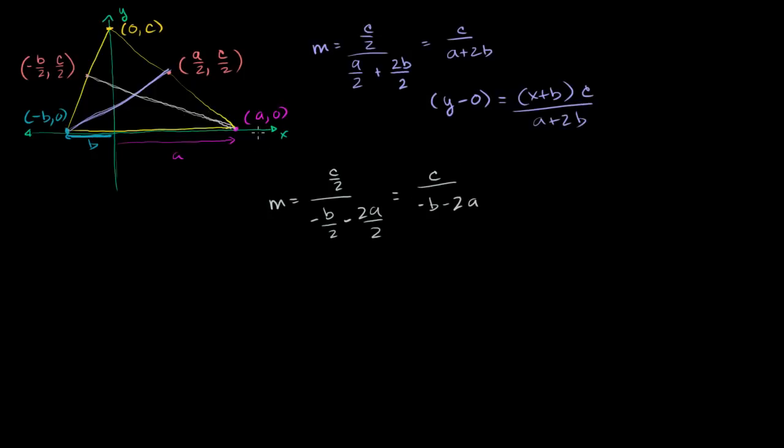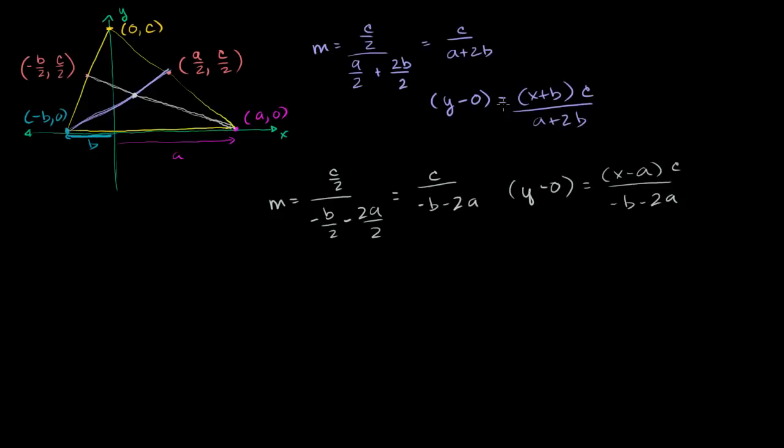Well, we have this point over here, so we could use the point-slope form again. We get y minus 0 is equal to x minus a, times the slope, times c over negative b minus 2a. So we have the two equations for these lines. We can now use that information to find their intersection, which is going to be the centroid.